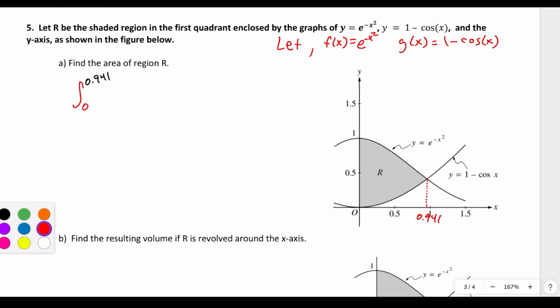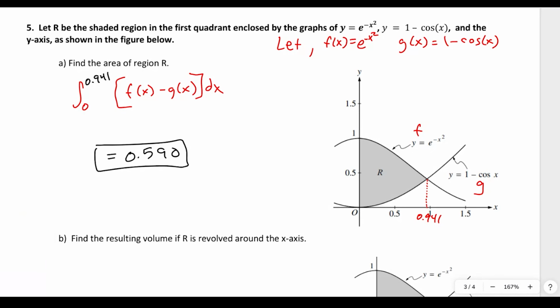So instead of writing e to the negative x squared minus 1 minus cosine x, making sure your parentheses are all good and all that, you can just now say the integral of f of x minus g of x dx. Now here's f, here's g. It's just a little bit easier way of setting it up. All right, and that's something you could also just type into Desmos. So we got 0.590. Okay, so that's old stuff.